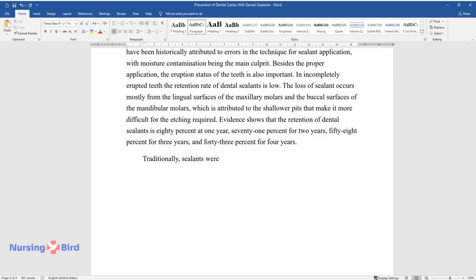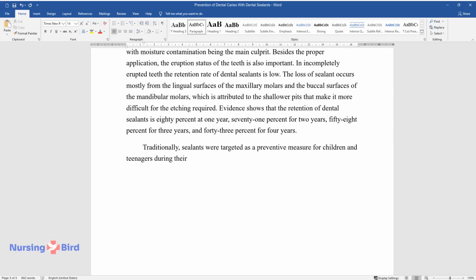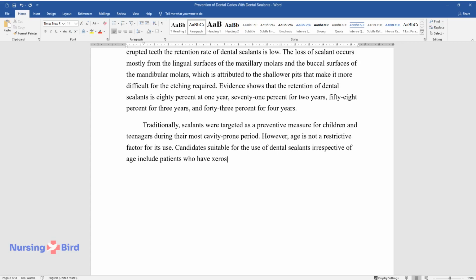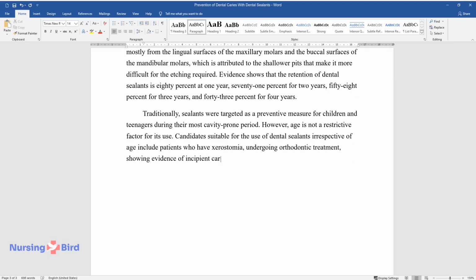Traditionally, sealants were targeted as a preventive measure for children and teenagers during their most cavity-prone period. However, age is not a restrictive factor for its use. Candidates suitable for the use of dental sealants irrespective of age include patients who have xerostomia, are undergoing orthodontic treatment, show evidence of incipient caries, and patients prone to dental caries.